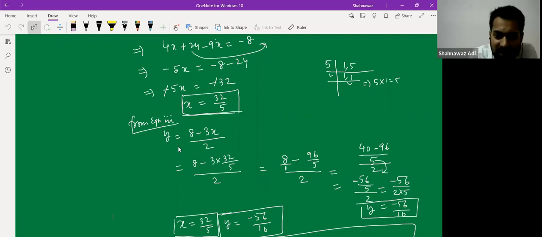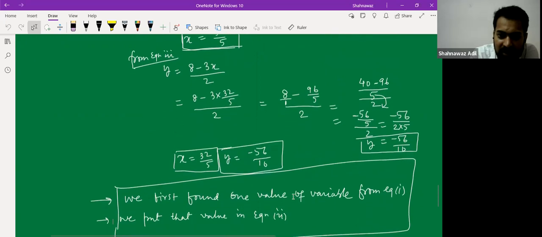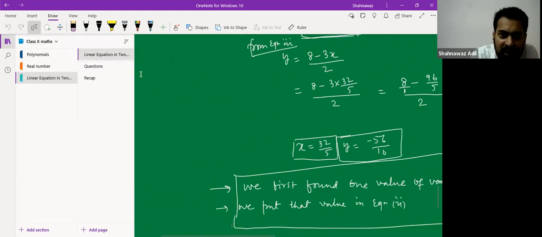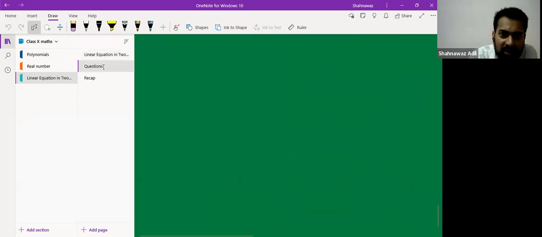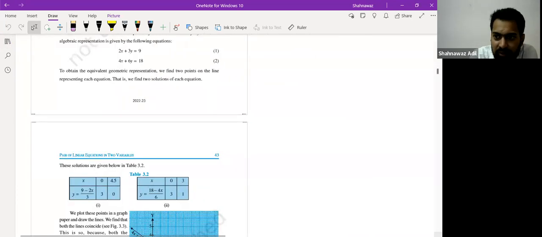Okay. So these are not important because I have just repeated these lines, right? So let's just do some questions. Did you guys understand the substitution method? Yes, sir. Find one value and then put it in the second. So this is the substitution, right? Yes.